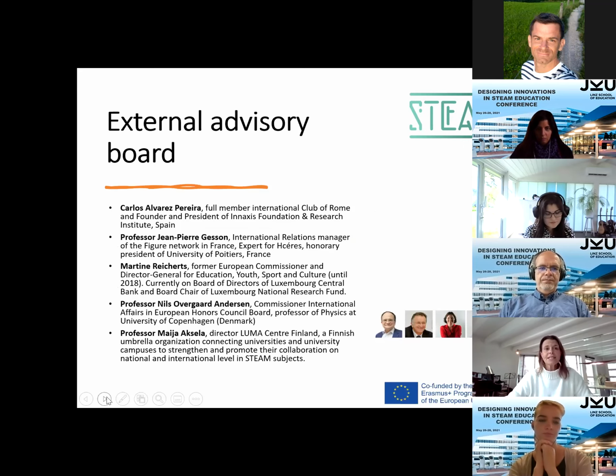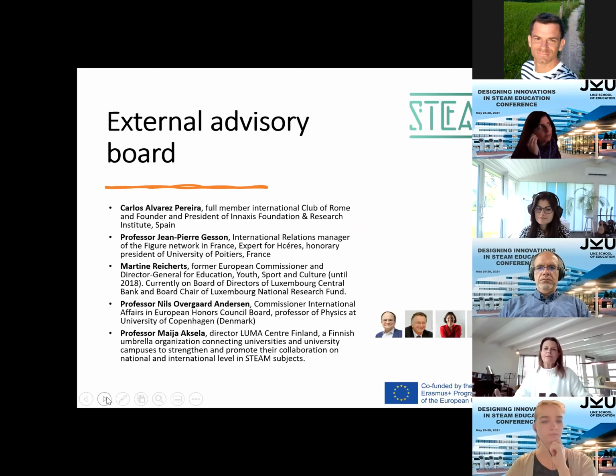And last but not least, we have an external advisory board, a board of 5 experienced, enthusiastic people that are providing us with very valuable advice. We meet with them on a regular basis, and we try to incorporate all their advice in our project. In the end, we hope that all these partners will help us disseminate everything that we gather within our project, so that as many people as possible get information about the need and the possibilities of transdisciplinary education.